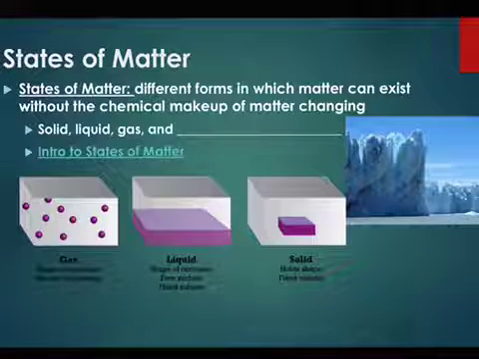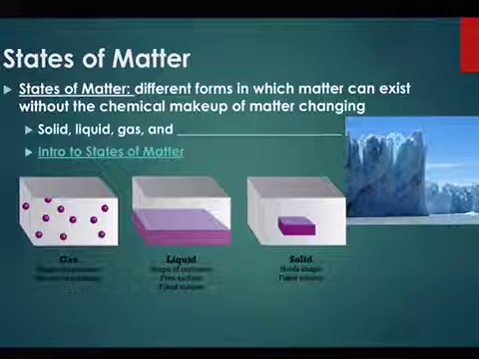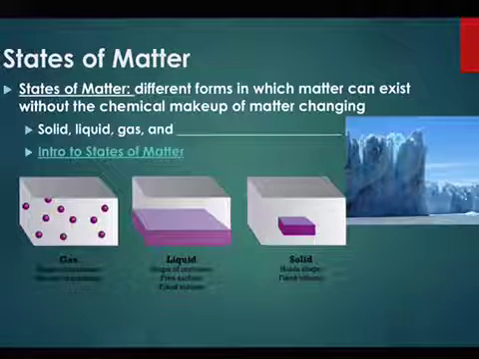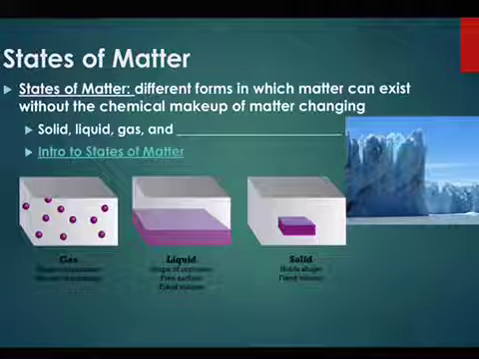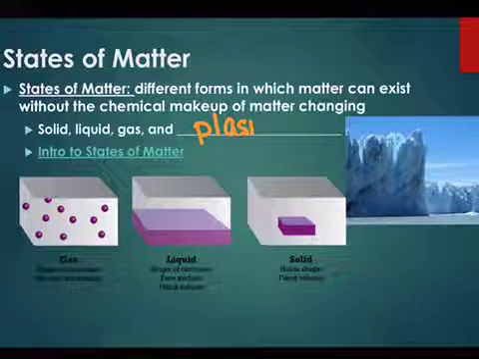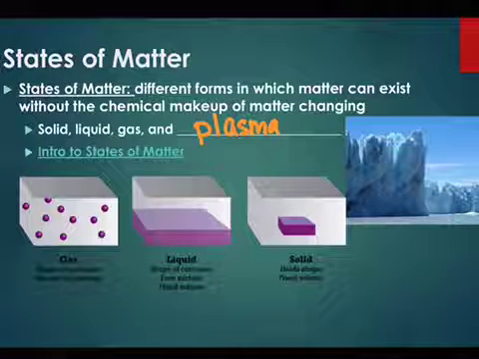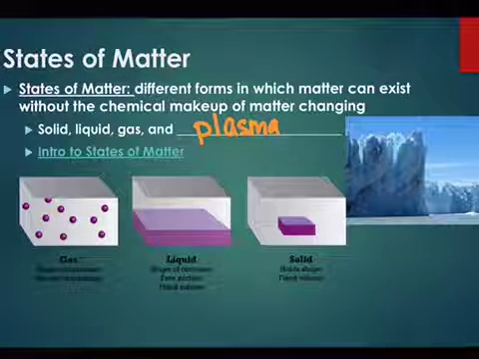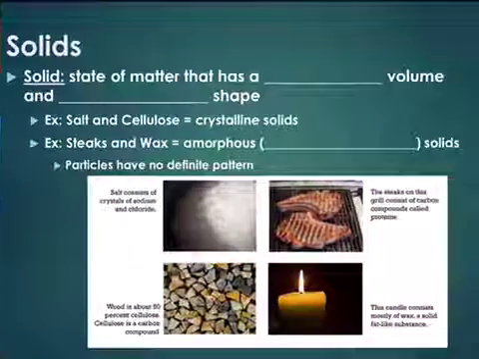All four of those are what we call states of matter. A state of matter is one of the different forms in which matter can exist without the chemical makeup of matter changing. There are actually four states of matter, and they are solid, liquid, gas, and plasma. And we are going to take a look at all four of these now.